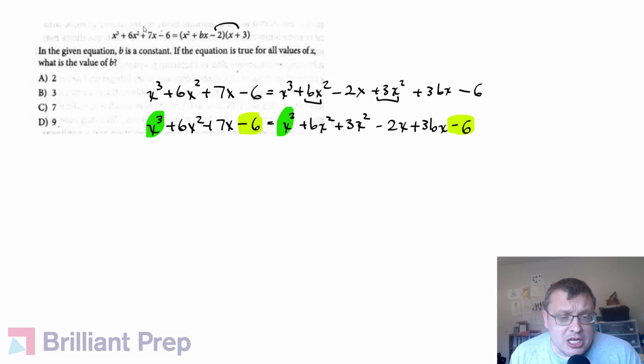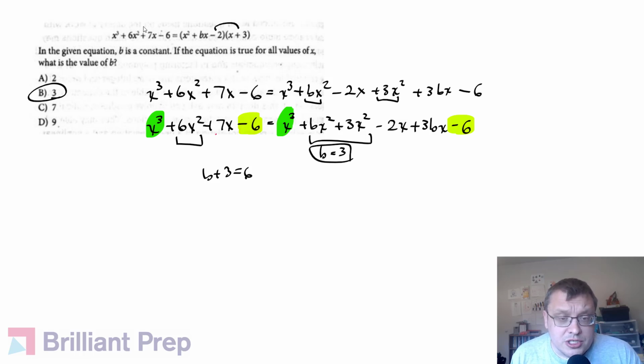At this point we can use either the x squared or the x term to get our answer. I'll show you that it works for both, but you only need to use one. And I'll use the 6x squared. So this 6x squared should be equivalent to the sum of these two terms, bx squared plus 3x squared. And so we have to think, what is the value of b that will make this equal 6x squared? And you could just say, b plus 3 is equal to 6, but you might just be able to eyeball and see that b has got to be 3. And that gets us choice B.